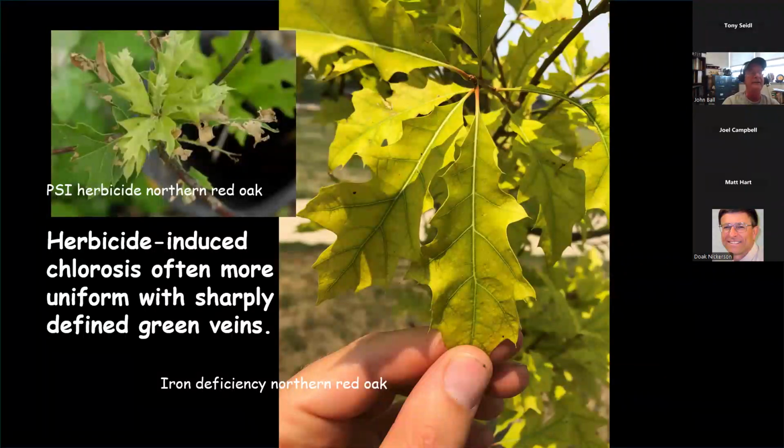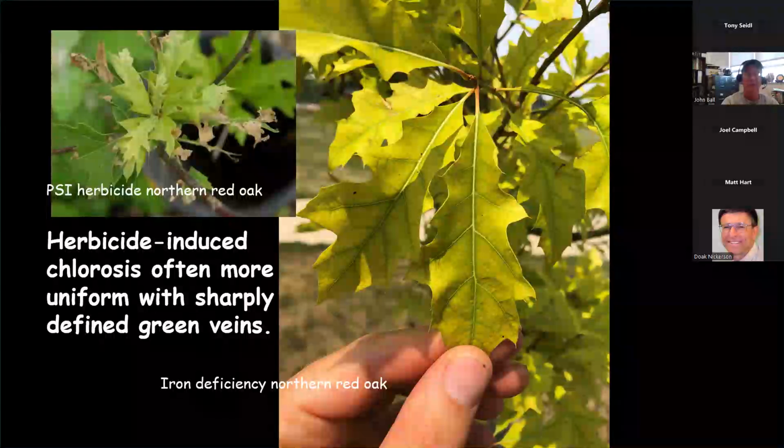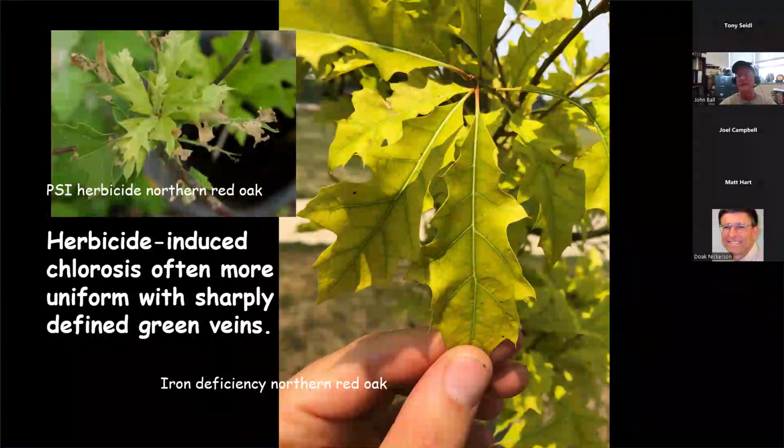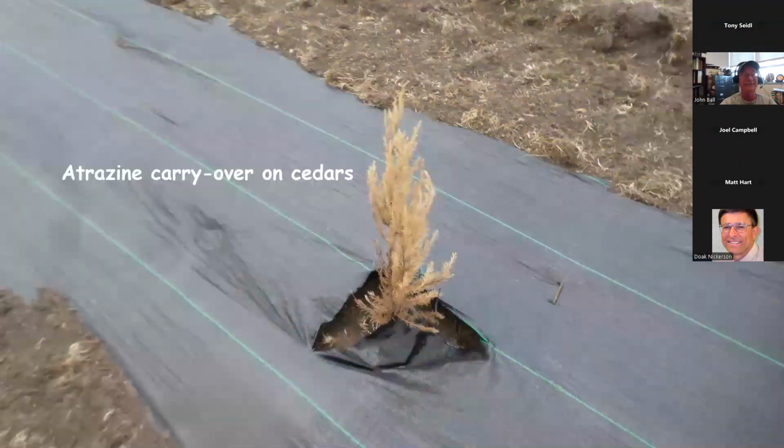What we find is the herbicide-induced chlorosis is usually more uniform with sharply defined green veins, where on others like this iron deficiency on northern red oak, notice how it's a little bit more gradual. It's not just a uniform color change in the foliage. You'll notice it's a little lighter in some areas, darker in others, and we've got that dark green line running along either side of the veins. So not all chlorosis is herbicide, but some chlorosis is.